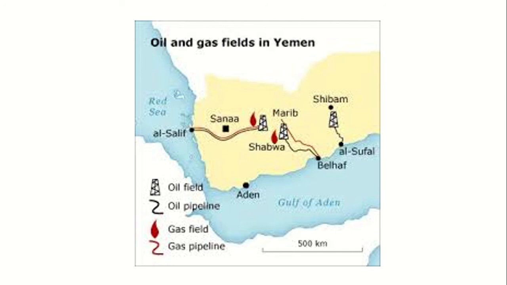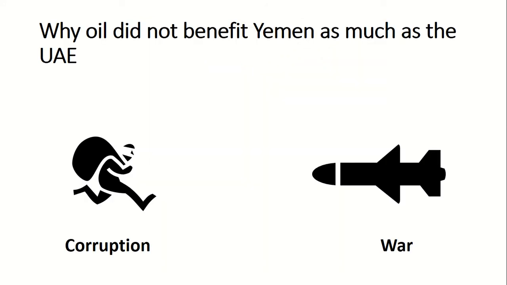So, again, geographically speaking, on a physical geography level, Yemen was very well placed to do well. It had natural oil reserves, it had access to water for trade, and it had very wealthy and powerful neighbours as well. And all those things geographically should lead to it doing very, very well as a country. However, oil did not benefit Yemen as much as it did the UAE. And there are two main reasons for that: corruption and war.